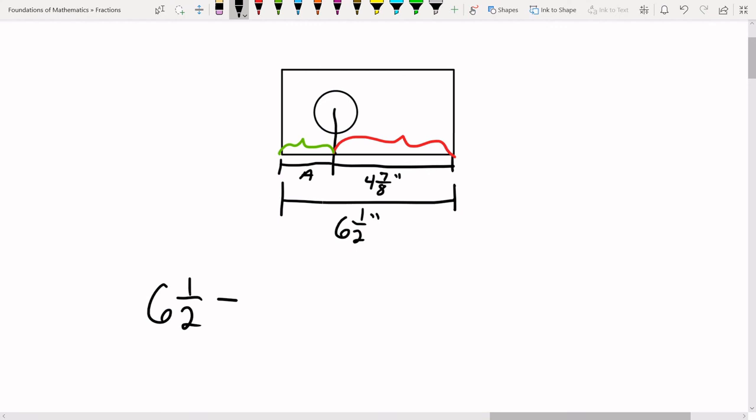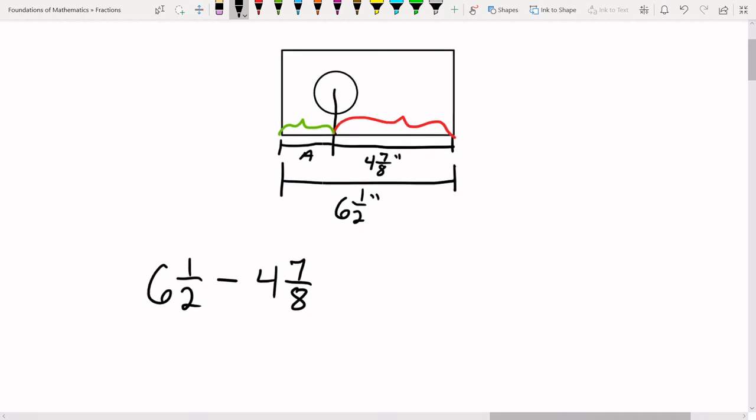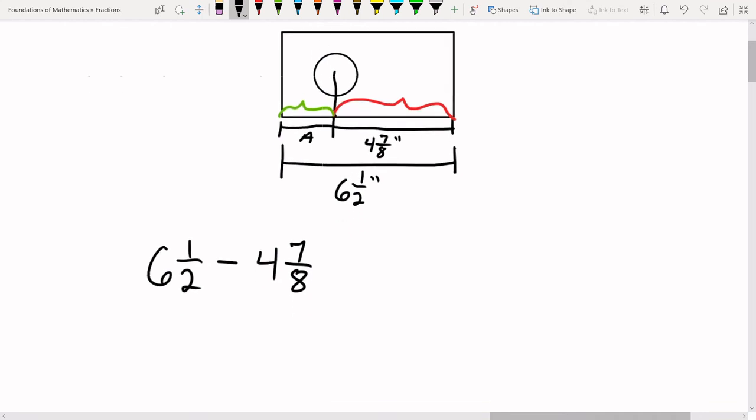That's the same thing as subtracting these two numbers. That's going to give us the measurement of A. So I'm going to change these from mixed numbers to improper fractions first. 2 times 6 is 12, plus 1 is 13. We get 13 over 2. 4 times 8 is 32, plus 7 is 39.